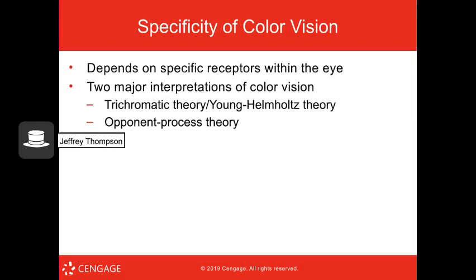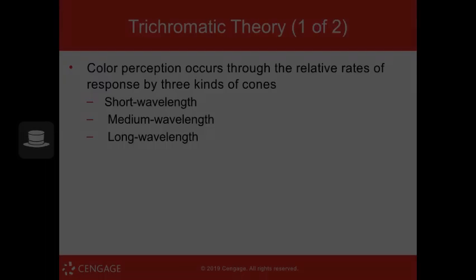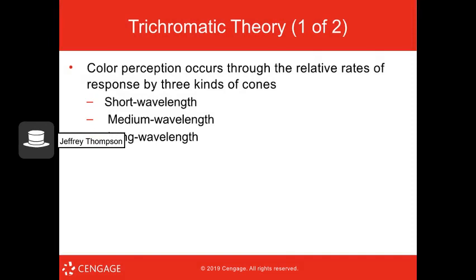So now we're going to talk about color vision. There are two major theories when it comes to color vision, the trichromatic theory and the opponent process theory. The trichromatic theory says that color perception occurs based off of response to different wavelengths of light in different kinds of cones. So some cones are more responsive to short, medium, or long wavelengths.